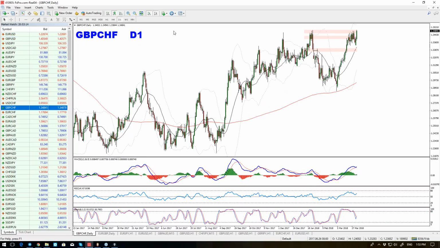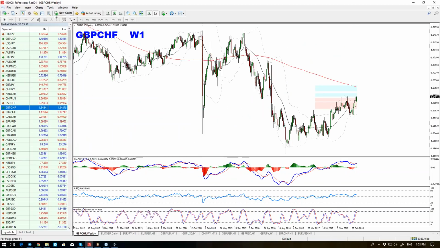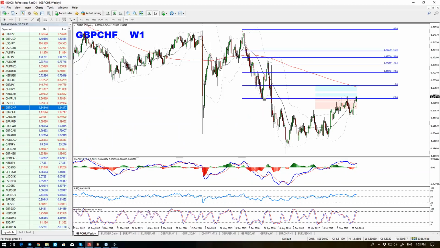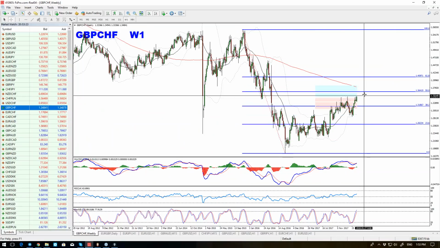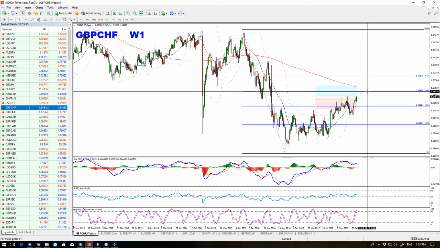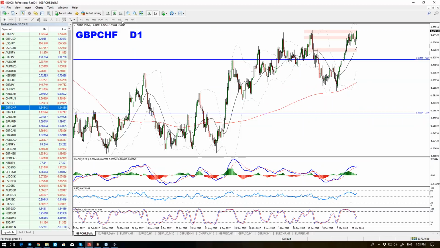That brings us to the next pair, and the next pair was the pound franc with a bullish direction controlling it still. I want to remind you that according to the weekly cycle, we still have 50% in play. That's 136.